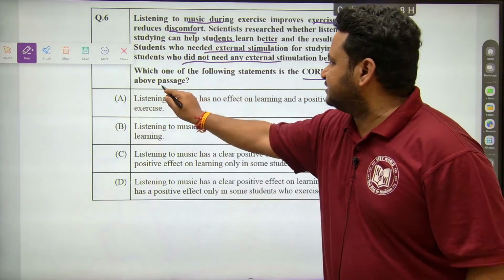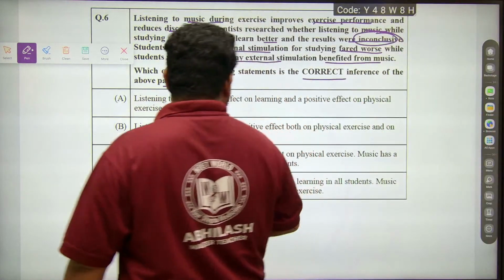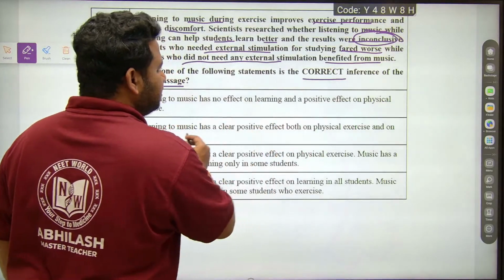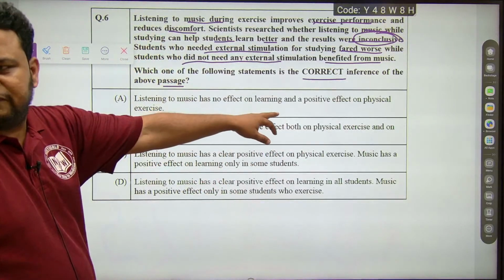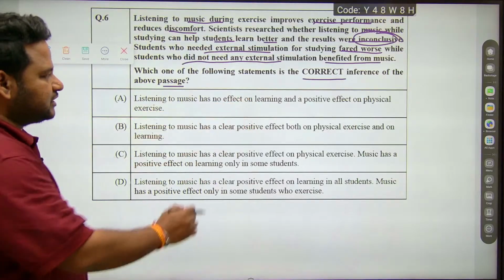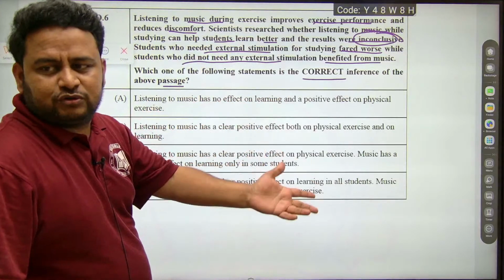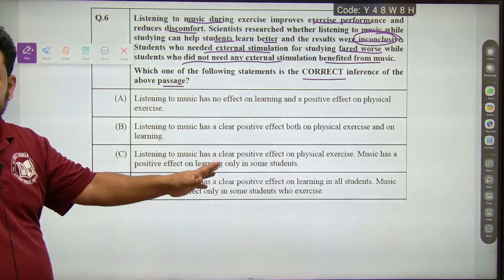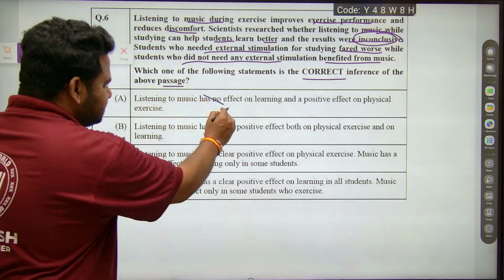Inference from the above passage. Listening to music has no effect on learning and a positive effect on physical exercise. Yes, positive effect on physical exercise. You cannot say no effect, because those students who don't need external stimulation, for them if you give music, it is benefiting them. So this option is wrong.